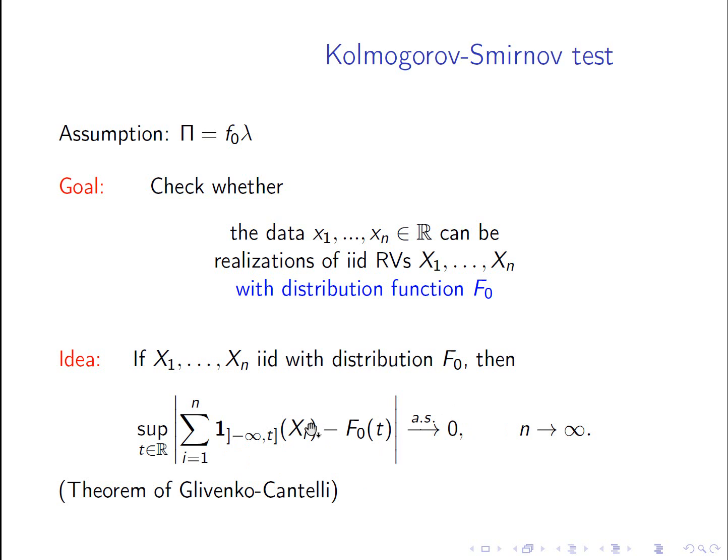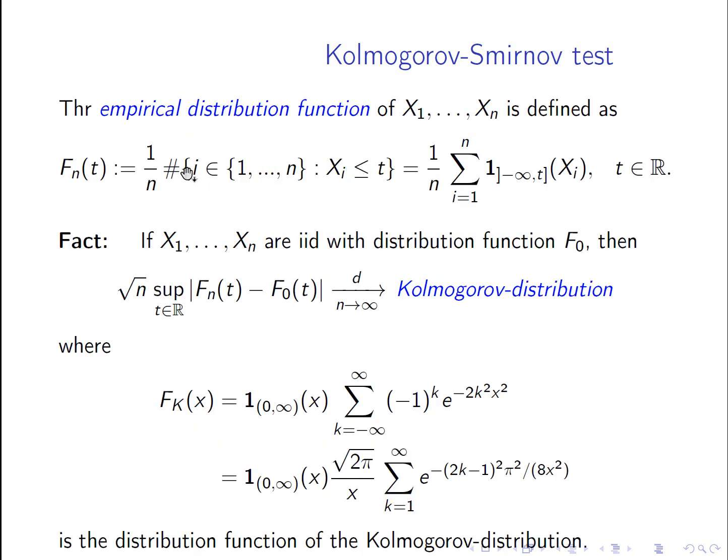Okay, and as I said, this is the empirical distribution function Fn(t). With a bit of rewriting, we are just counting how many Xi are less than or equal to t, and then we standardize this with 1 over n. So Fn(t) is the empirical distribution function, and the Kolmogorov-Smirnov test compares the empirical distribution function with the supposed real distribution function. And we have this almost sure convergence.